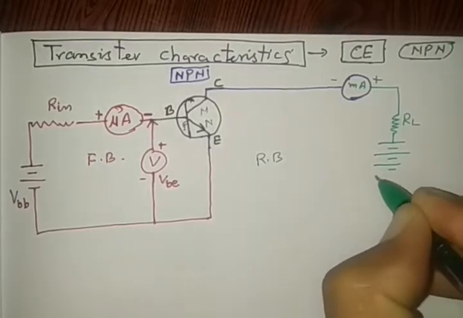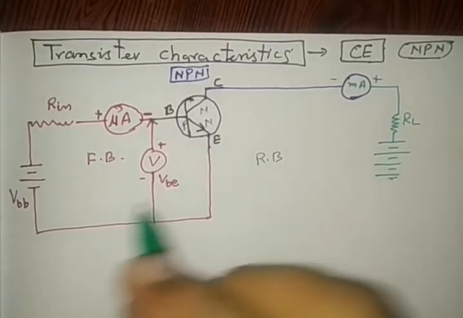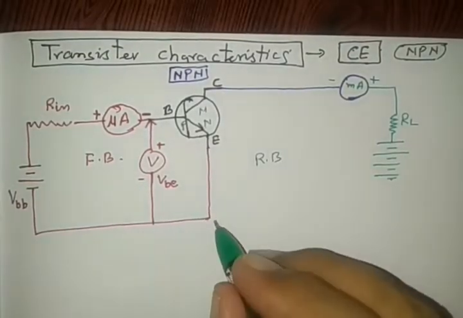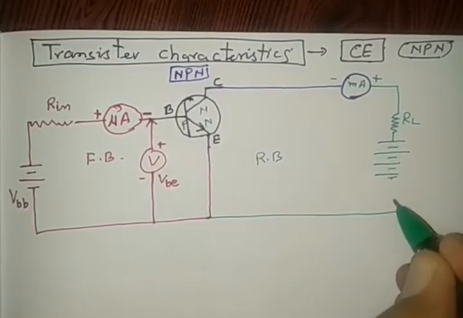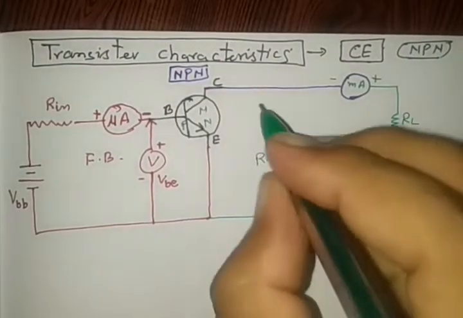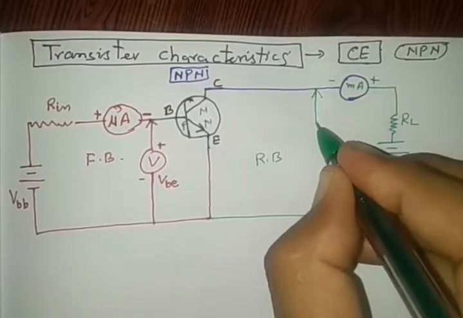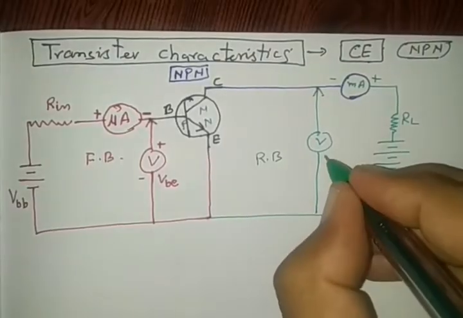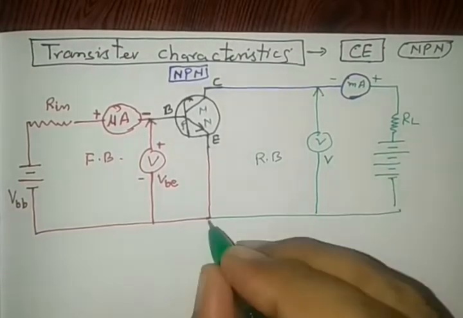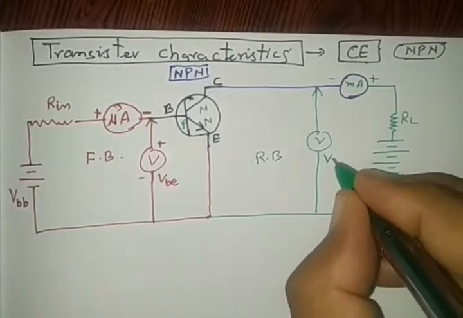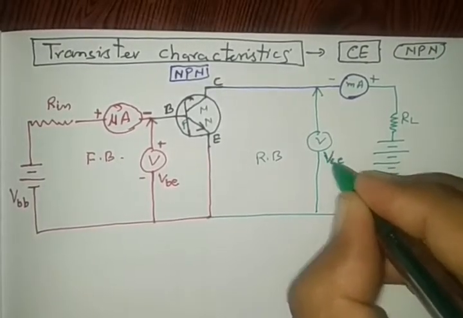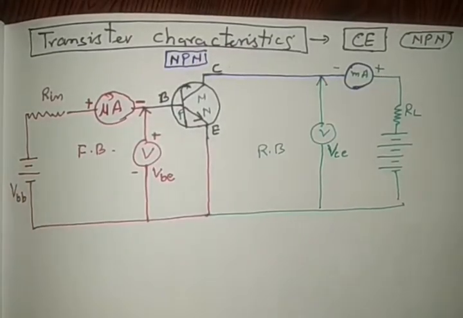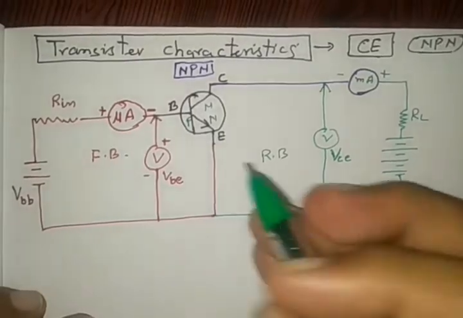The voltage used here is much more in comparison to the input voltage. So more cells are connected in comparison to the input. The output voltage here is measured by this voltmeter V. This voltage is called the voltage between collector and emitter, so VCE. Right? So this is the circuit combination of it. Now see the current.